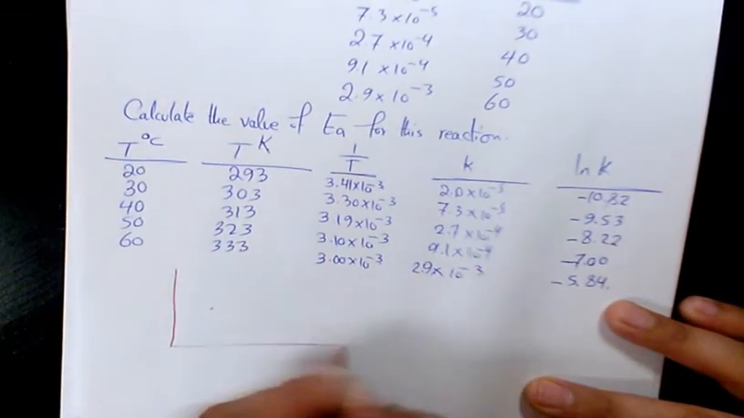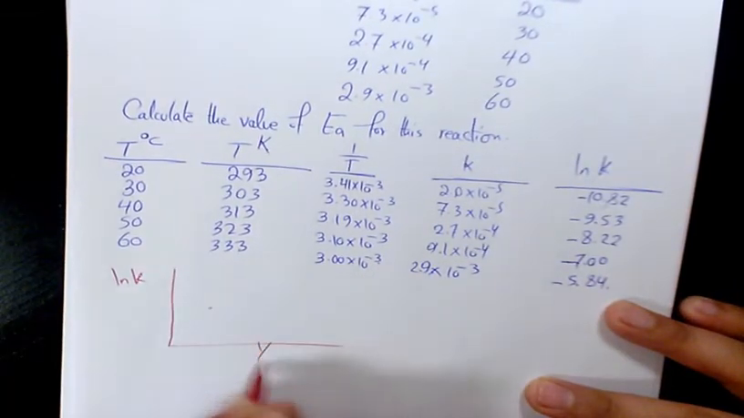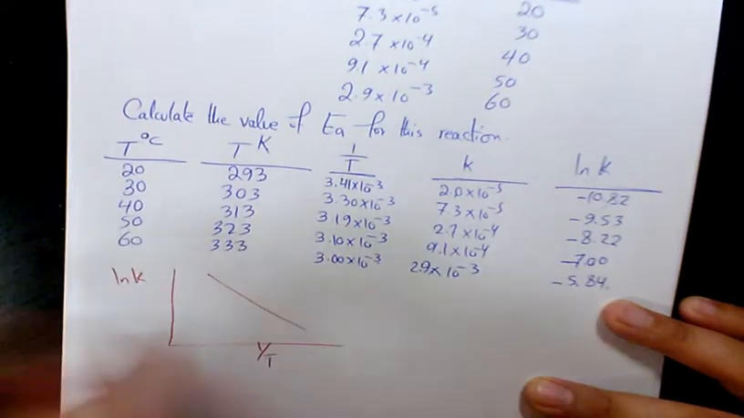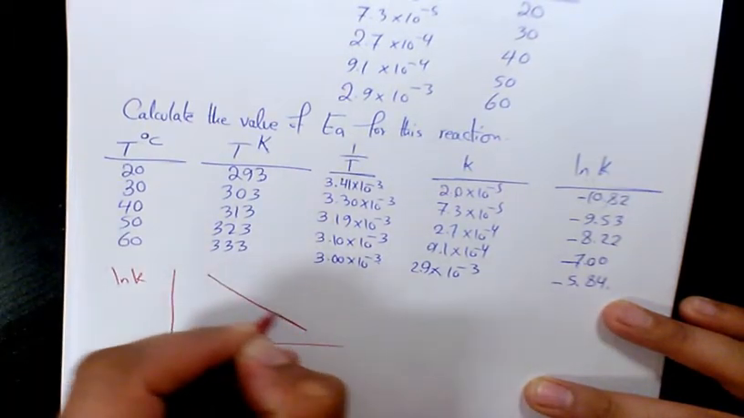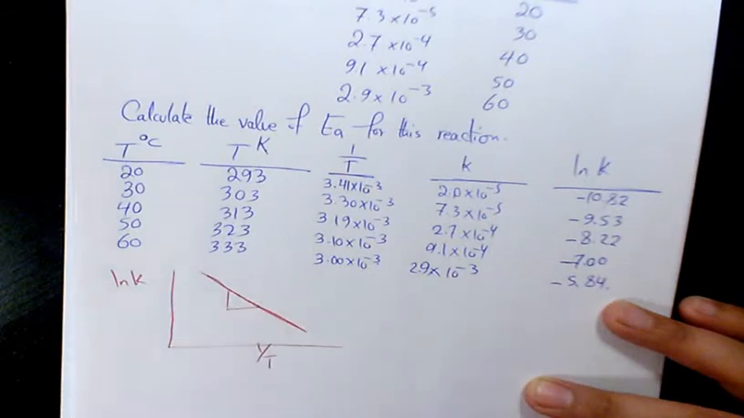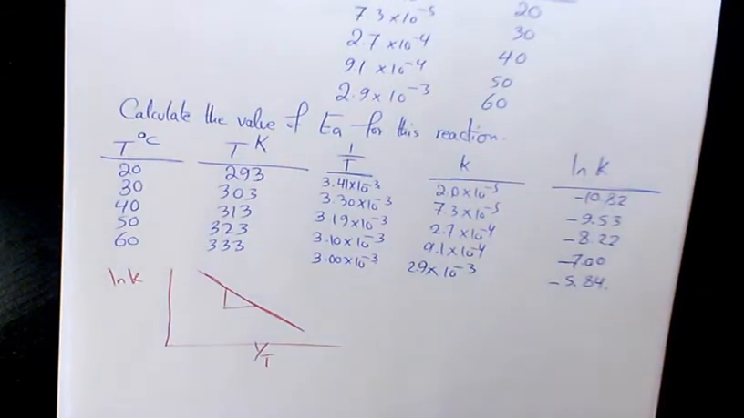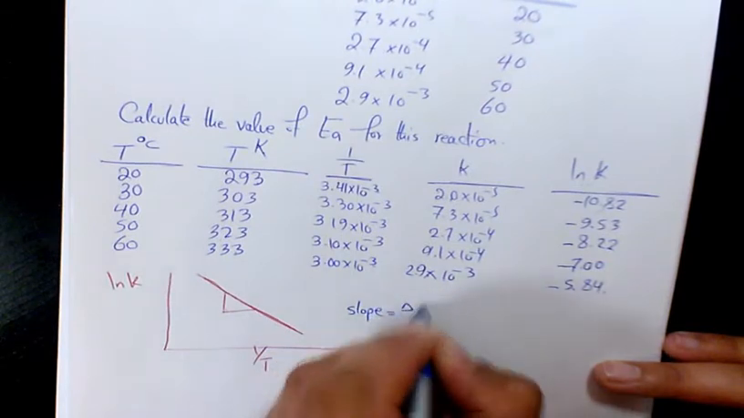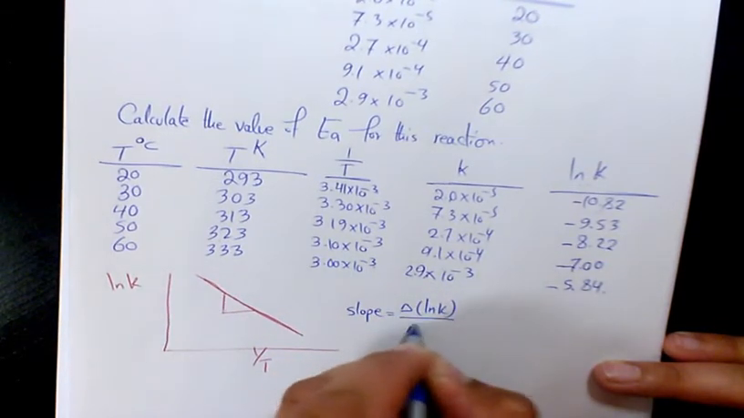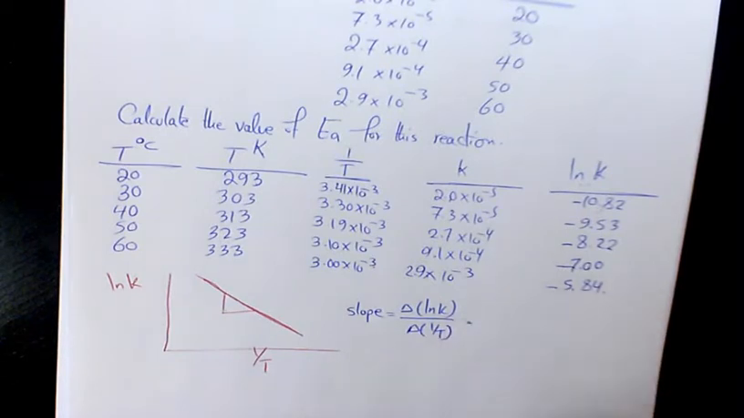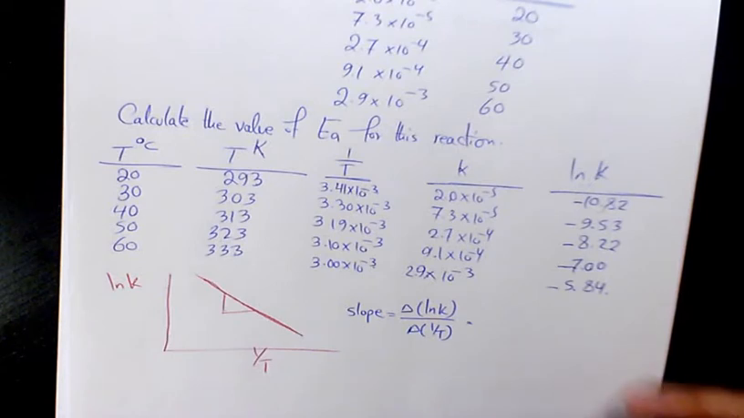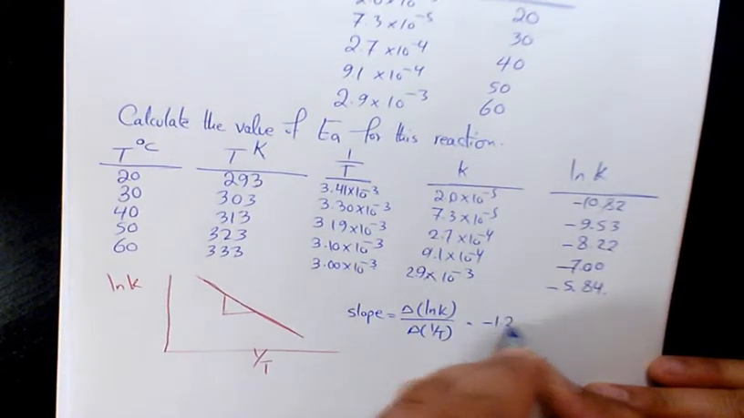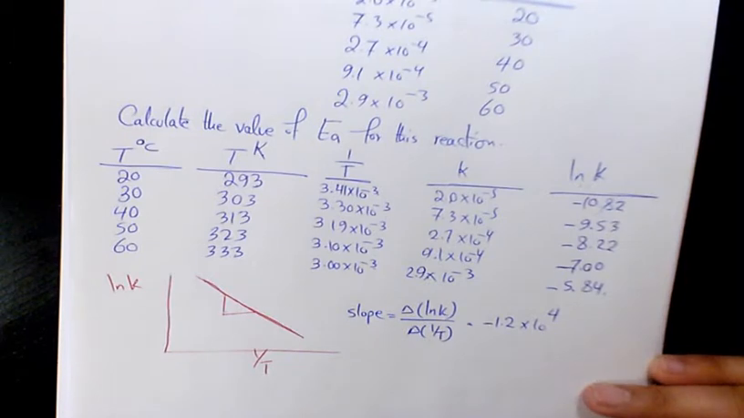So when you graph ln k with respect to 1 over T, it's going to give us a straight line like this. And then we can find out the slope. The slope is going to be the change in ln k divided by the change in 1 over T. When you calculate it, that's going to be negative 1.2 times 10 to the power 4.